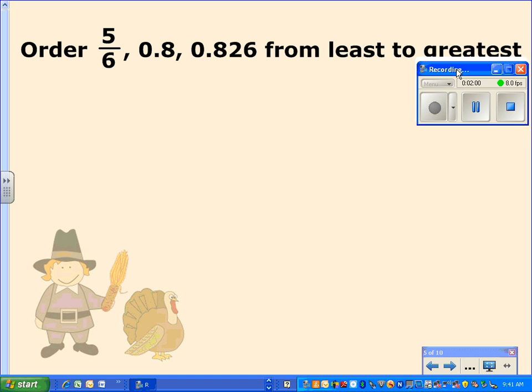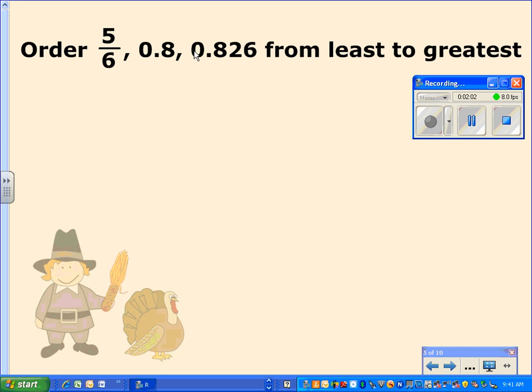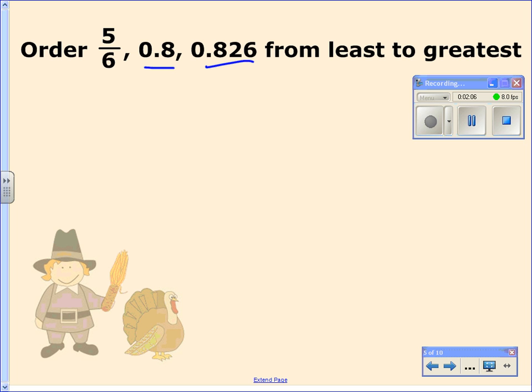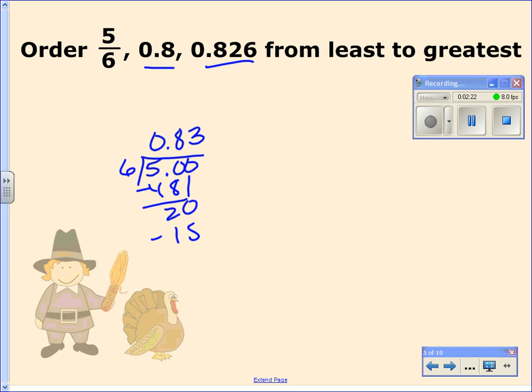So we're going to order these numbers from least to greatest. Again, I have a decimal and a fraction. So I'm going to go ahead and bow tie 5/6. 6 goes into 5, 0 times. 6 goes into 50, 8 times. Minus 48 is 2. 6 goes into 20, 3 times. Minus 18 is 2. So that's going to keep repeating. So it's going to be 0.833 with a line over it.